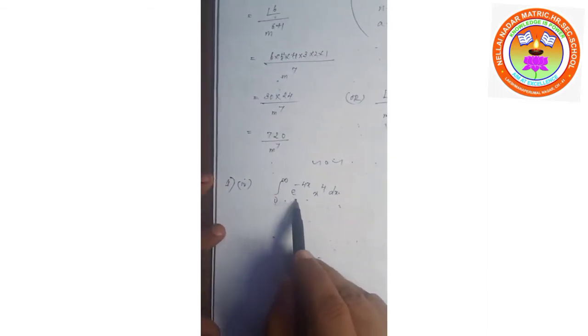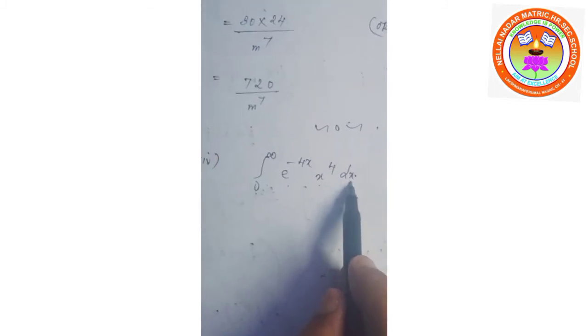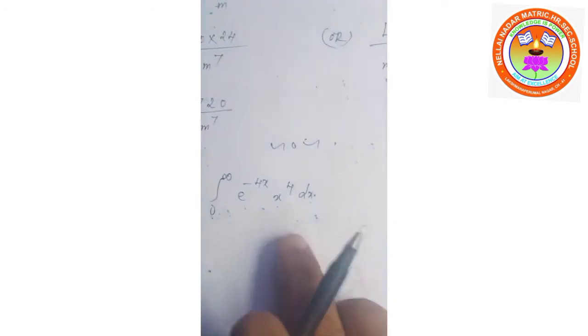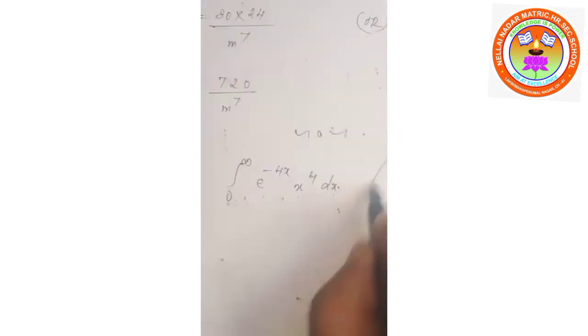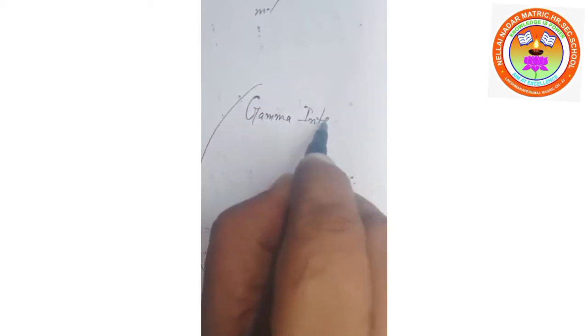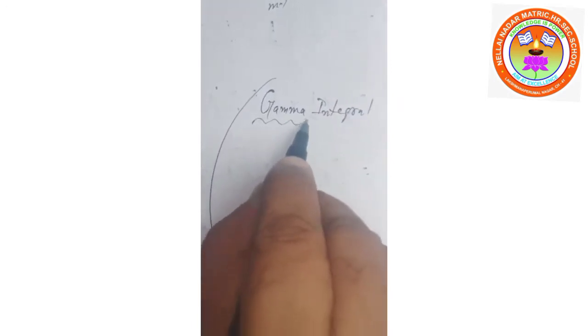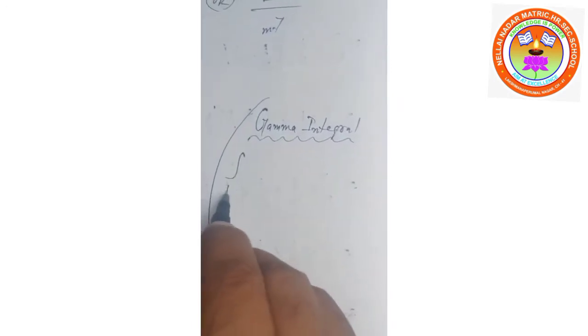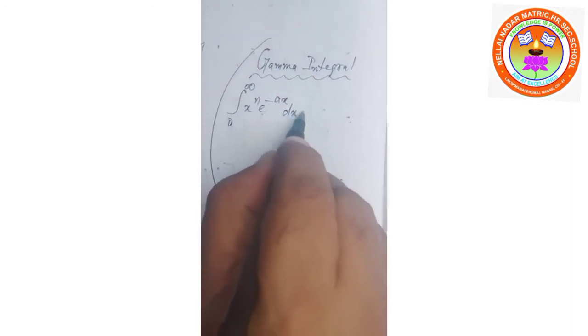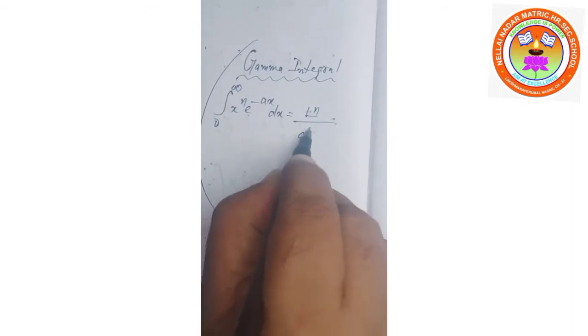Problem number 1, subdivision number 4. Evaluate integral 0 to infinity e power minus 4x into x power 4 dx. This is called improper definite integral. For evaluating, we can apply the gamma integral. It's very similar to the previous subdivision. 0 to infinity x power n into e power minus ax dx is equal to factorial n divided by a power n plus 1.